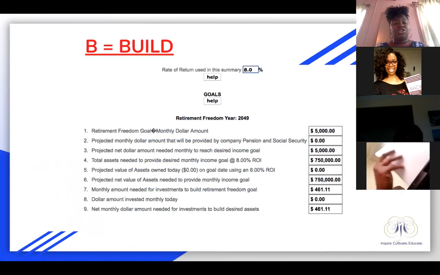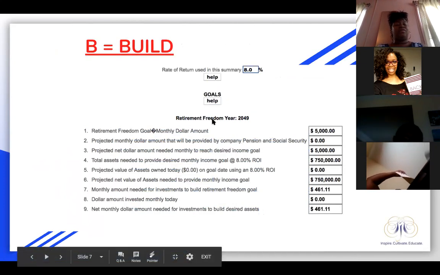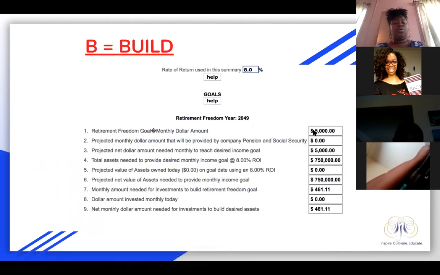Now, next on your worksheet, I want you to write the word build. Once you start to assign your money tasks, it takes everything that you put in the A portion, and now it starts to build your plan based on your situation, your numbers, and what you want for your future. The first portion, you're going to see your retirement freedom year. Now, we said it was 2049. We're going to have $5,000. That is our retirement goal.